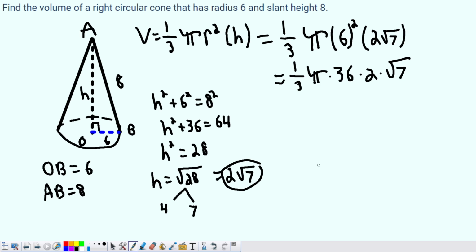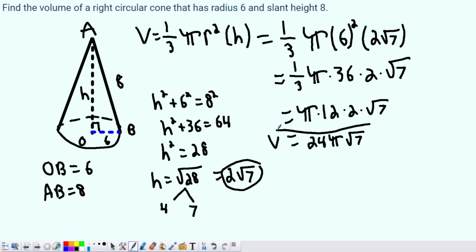So 36 divided by 3, that would be equivalent to 12. So we have pi times 12 times 2 times the square root of 7. And 12 times 2 is 24. So we have 24 pi times the square root of 7, which is our volume. And that completes that problem.